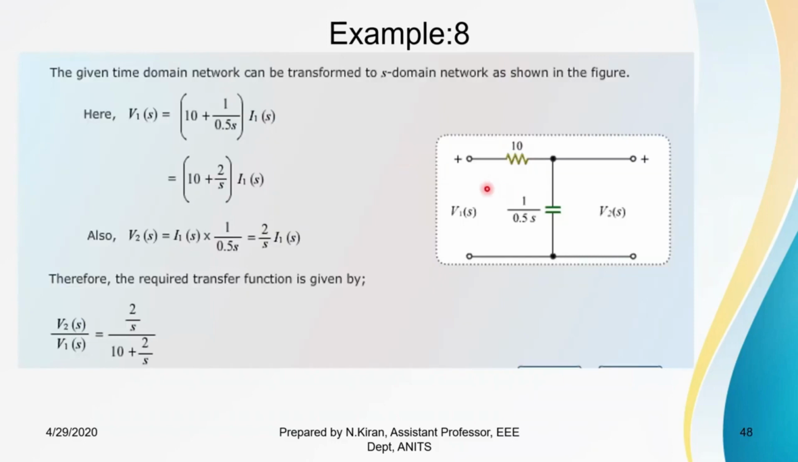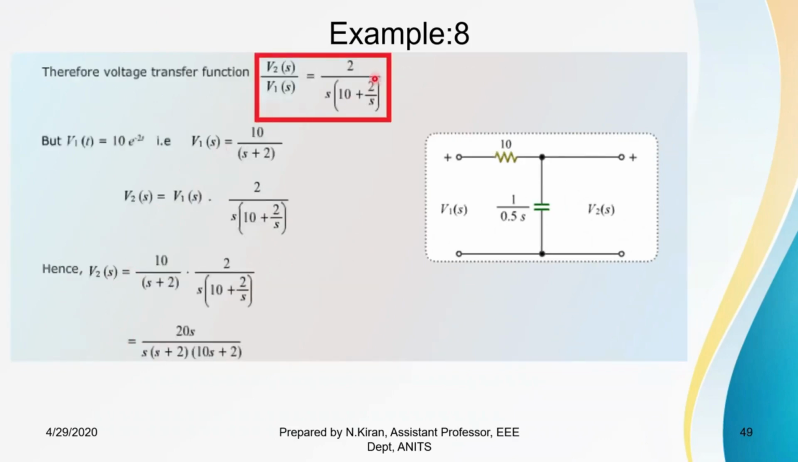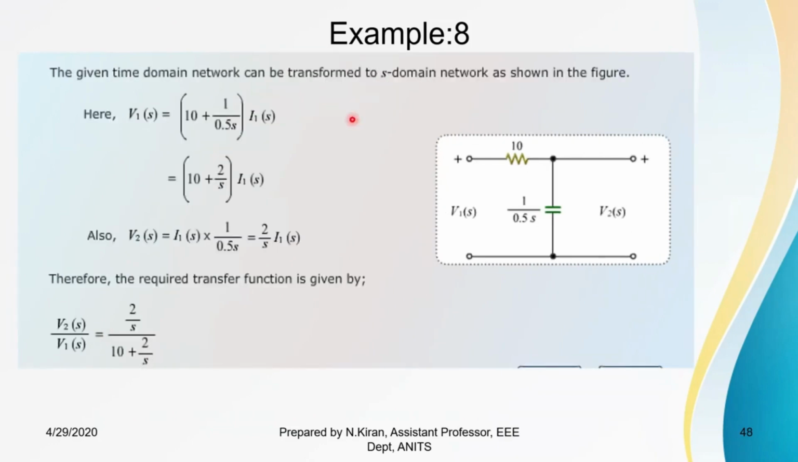So on applying KVL or mesh to the first port, we will get 10 plus 1 by 0.1 S into I of S will be equal to V1 of S. So V2 will be nothing but voltage across this capacitor, which is 1 by 0.5 S into I1 of S. So the ratio of these two will give me, on simplification, 2 by S into 10 plus 2 by S. So here I have taken LCM of this expression.